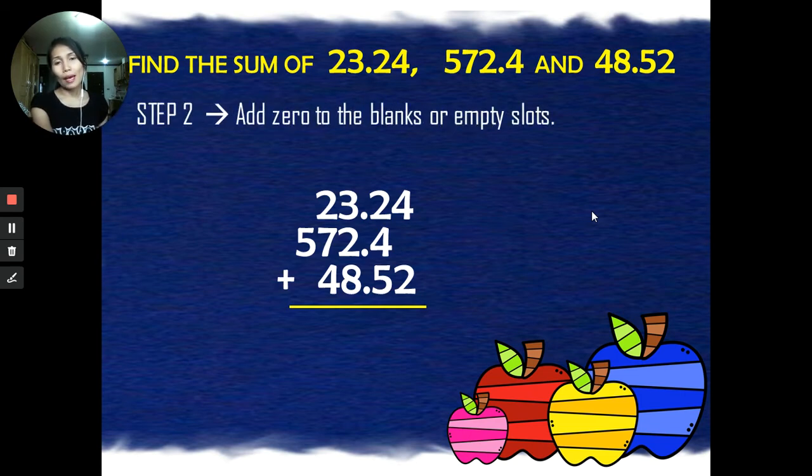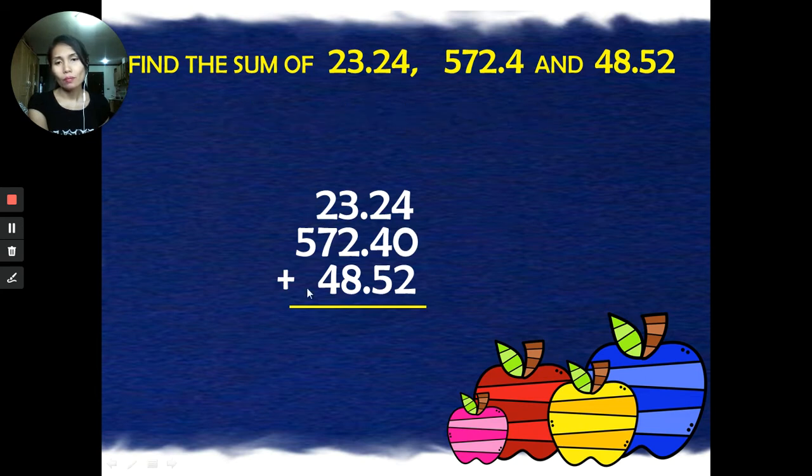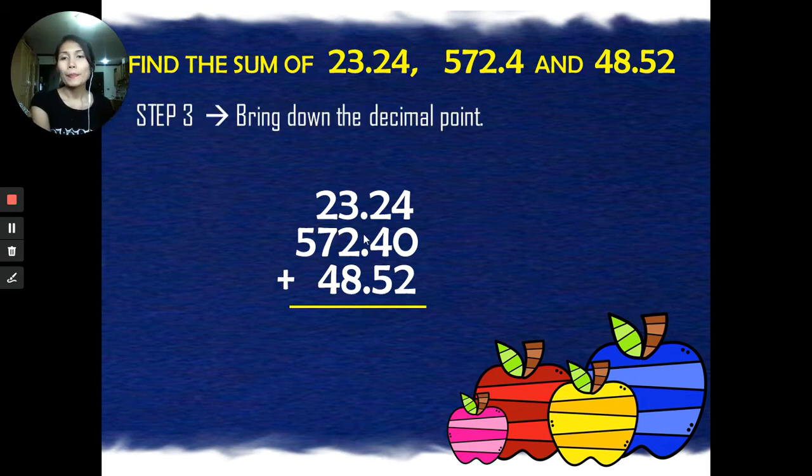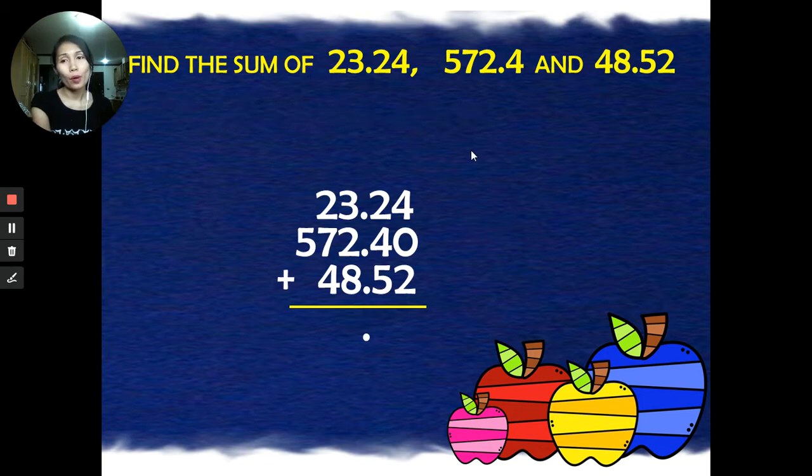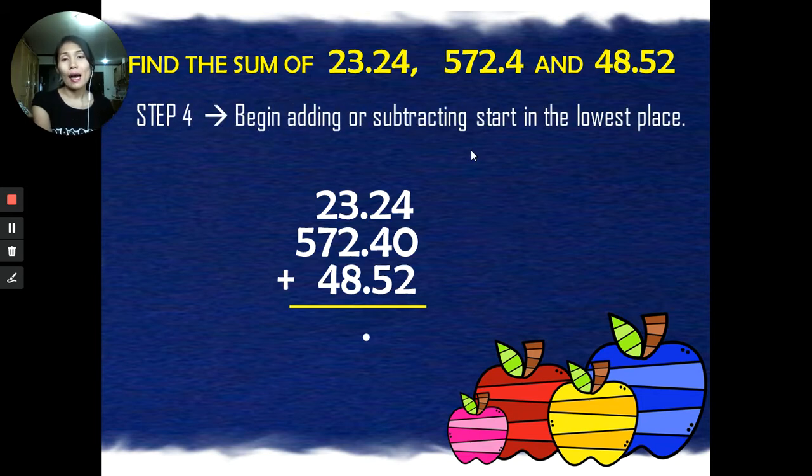Add 0 to the blanks or empty slots. Where are the empty slots here? We have there, and we have here and here also. But as I've said, if the empty spaces are on the left side, you don't have to put 0. But if you want to put 0, then that's fine. Just put 0 in there. Step 3, bring down the decimal point. After bringing down the decimal point, then you can start adding.